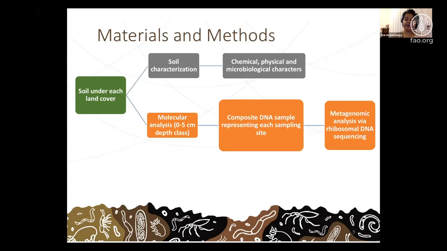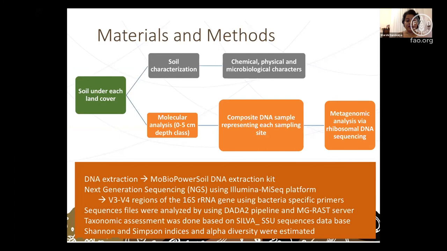And then by looking at the data, we decided to use only the 0 to 5 centimeter depth class for molecular analysis. Because of financial limitations, we could not process a large number of samples as we used the metagenomic approach. So we extracted DNA in triplicate from each soil, and then pooled the triplicate DNA extracts to represent one site, and then performed metagenomic analysis using next generation sequencing targeting the V3-V4 region of the 16S rRNA gene. The amplicon size we used after trimming was 250 base pairs.